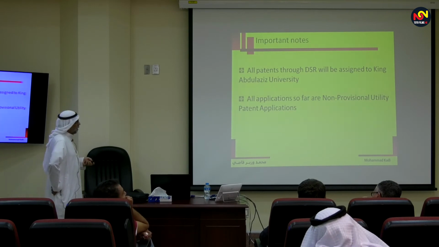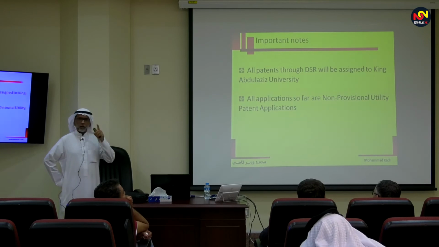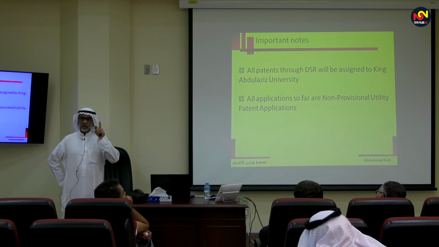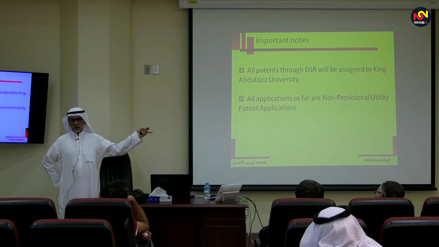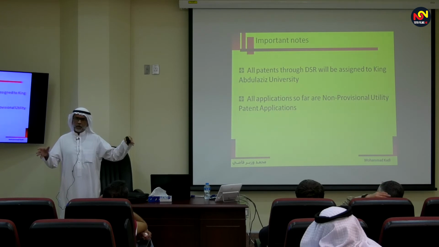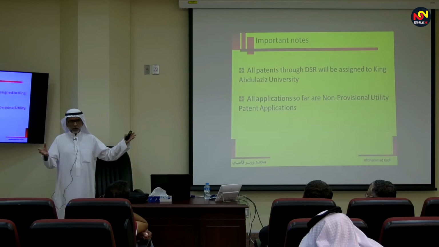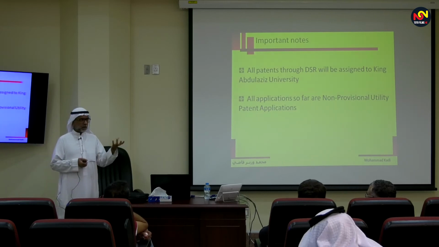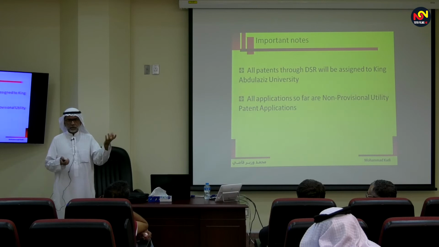All applications so far are non-provisional utility patent applications. So we go through the non-provisional path to obtain the certificate. This is to build up our portfolio of patents. I imagine in the future we'll go the other way: we limit applications and maximize prospects of producing and generating revenue.